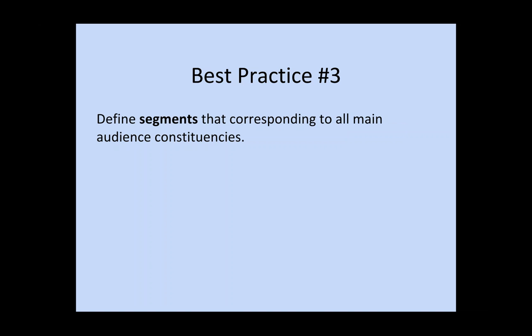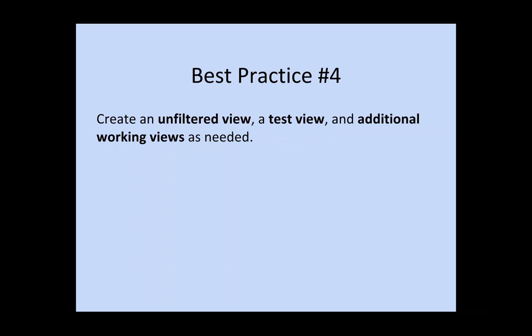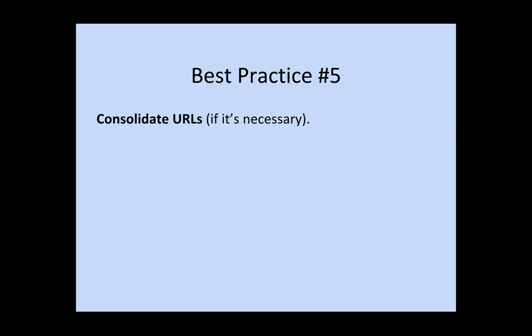If we go back to Airbnb, we remember that we were able to isolate trends much more easily by creating segments that map to our customer constituencies. Make sure to maintain an unfiltered view, a test view, and additional working views, at least 3 views per property. Consolidate URLs if it's necessary. It's not always necessary, but when fragmentation is a problem, it tends to be a big problem. Use campaign parameters for sure wherever it's needed in your inbound traffic, not for just regular links. You don't need it for just a regular link from any website, but for all those other situations that we looked at, we want campaign parameters.